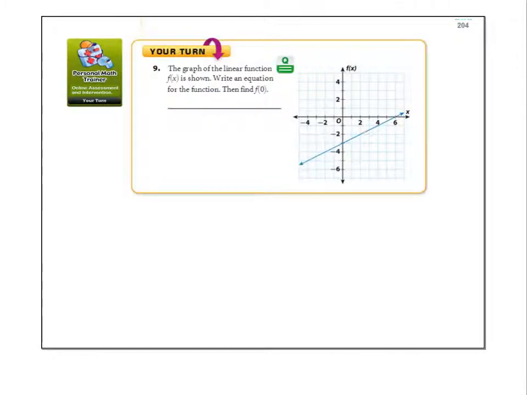This time they just give us a straight graph. They don't give us a word problem with it. They want us to write the equation, and anytime they tell us to write the equation, we are referring to y equals mx plus b. And then the second step is to find f of 0.